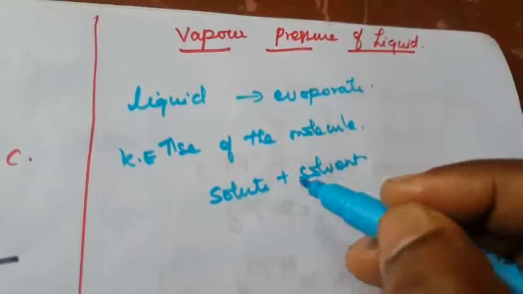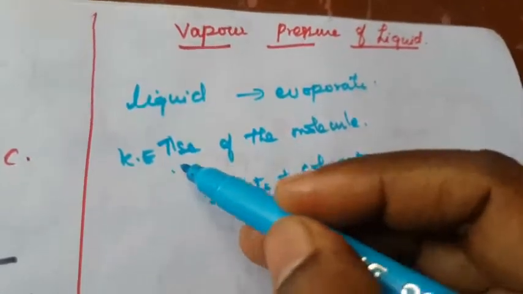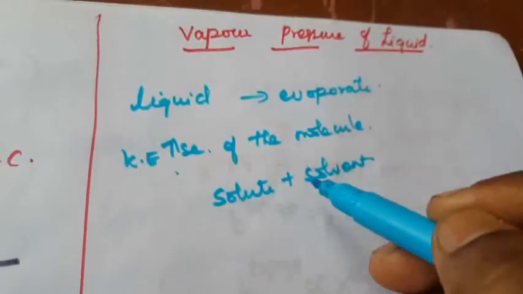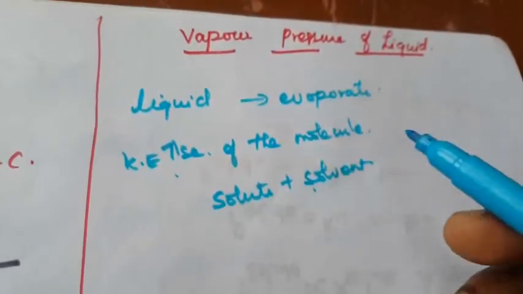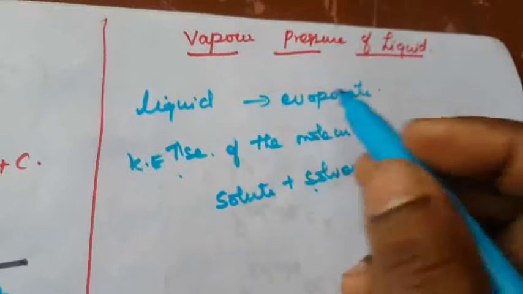Weak intermolecular forces are formed between the solute and the solvent. So when the kinetic energy increases, the intermolecular forces break down, so the gaseous molecule is released to evaporate. This process is called evaporation.